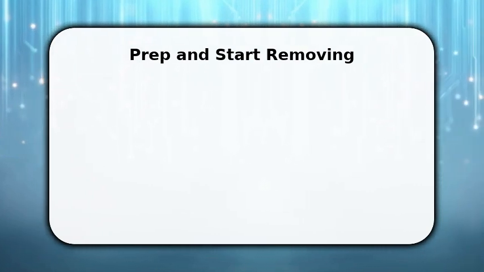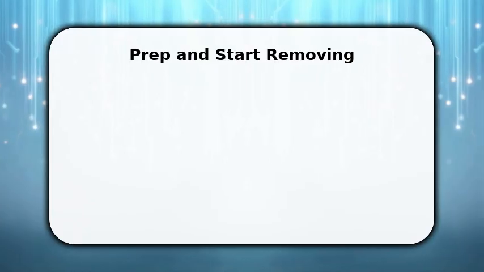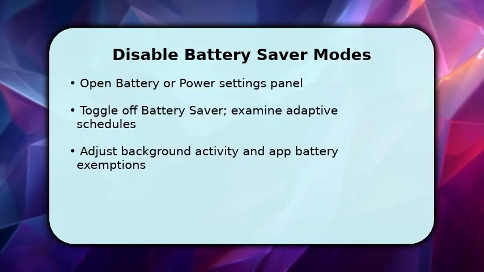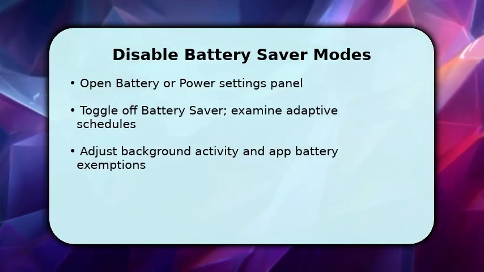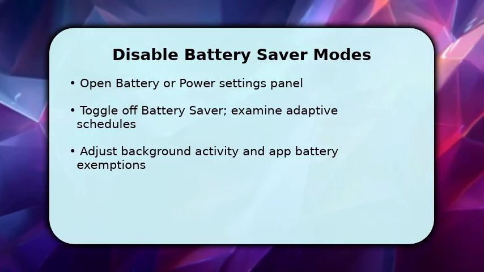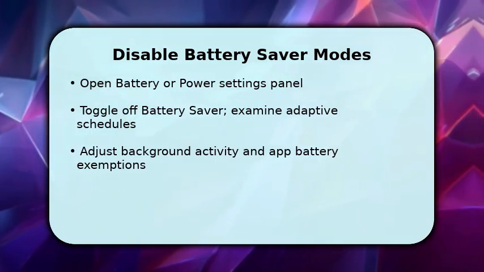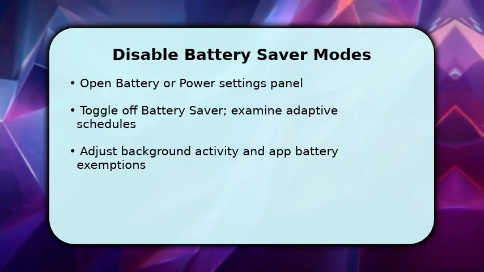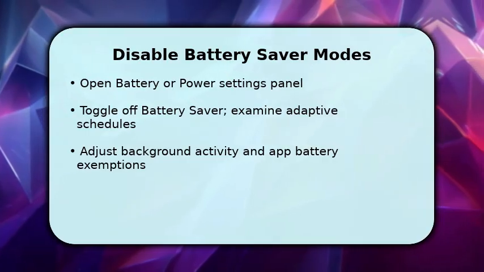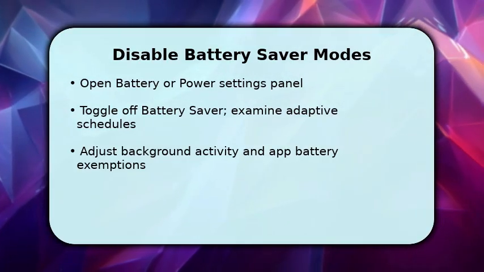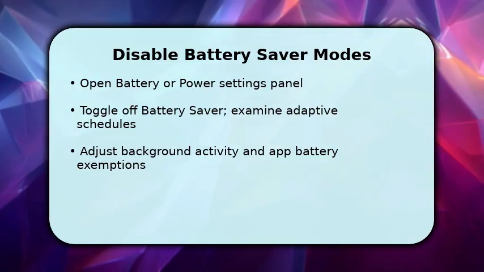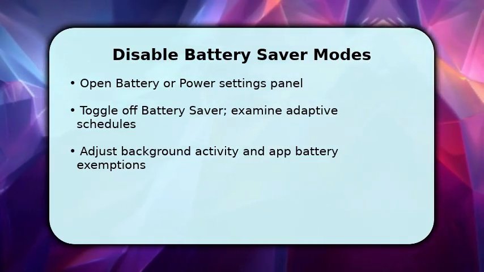You now open the Battery or Power Settings panel and locate Battery Saver, Power Saving Mode, or Adaptive Battery. Once selected, toggle the main switch off and watch for confirmation prompts. This re-enables full device performance. Then inspect schedules or adaptive rules and disable automatic activation so it won't restart on low battery.